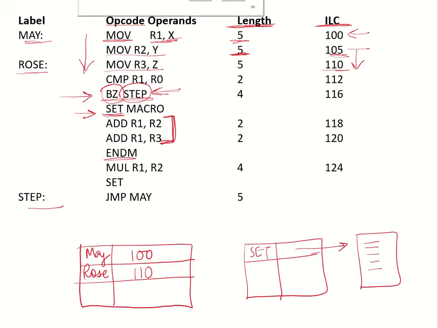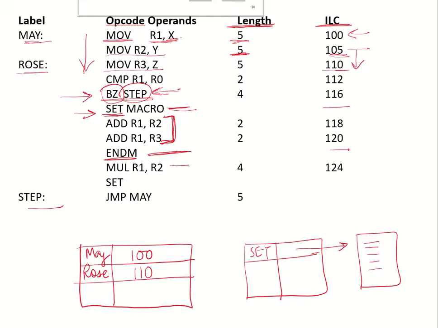It specifies an endm over here. Since this is an assembler directive, this is also an assembler directive. There are no address values over here. ILC is not being incremented because this is not an instruction. This is simply a command to the assembler.